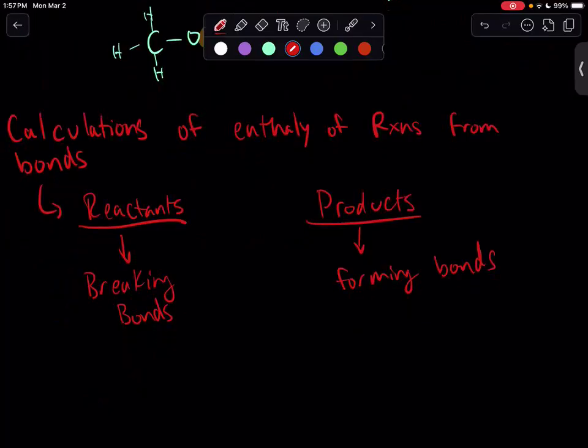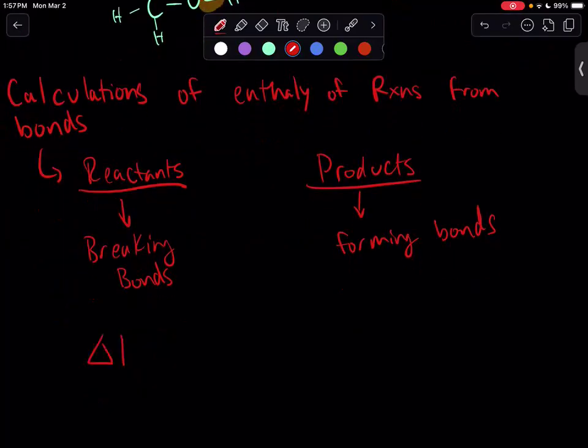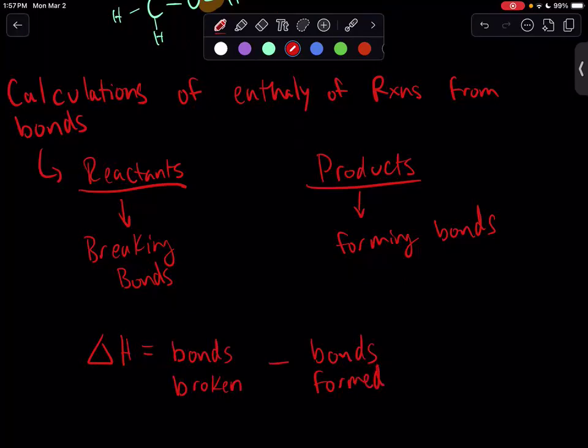And what you'll notice is that all our bond enthalpy values in section 12 are positive. But if we're forming bonds, those need to be negative because it is the opposite function. Therefore, when we do this, delta H, or the change in enthalpy overall, is going to be equal to the bonds broken, minus the bonds formed, because we're going to get that energy back as they form bonds.